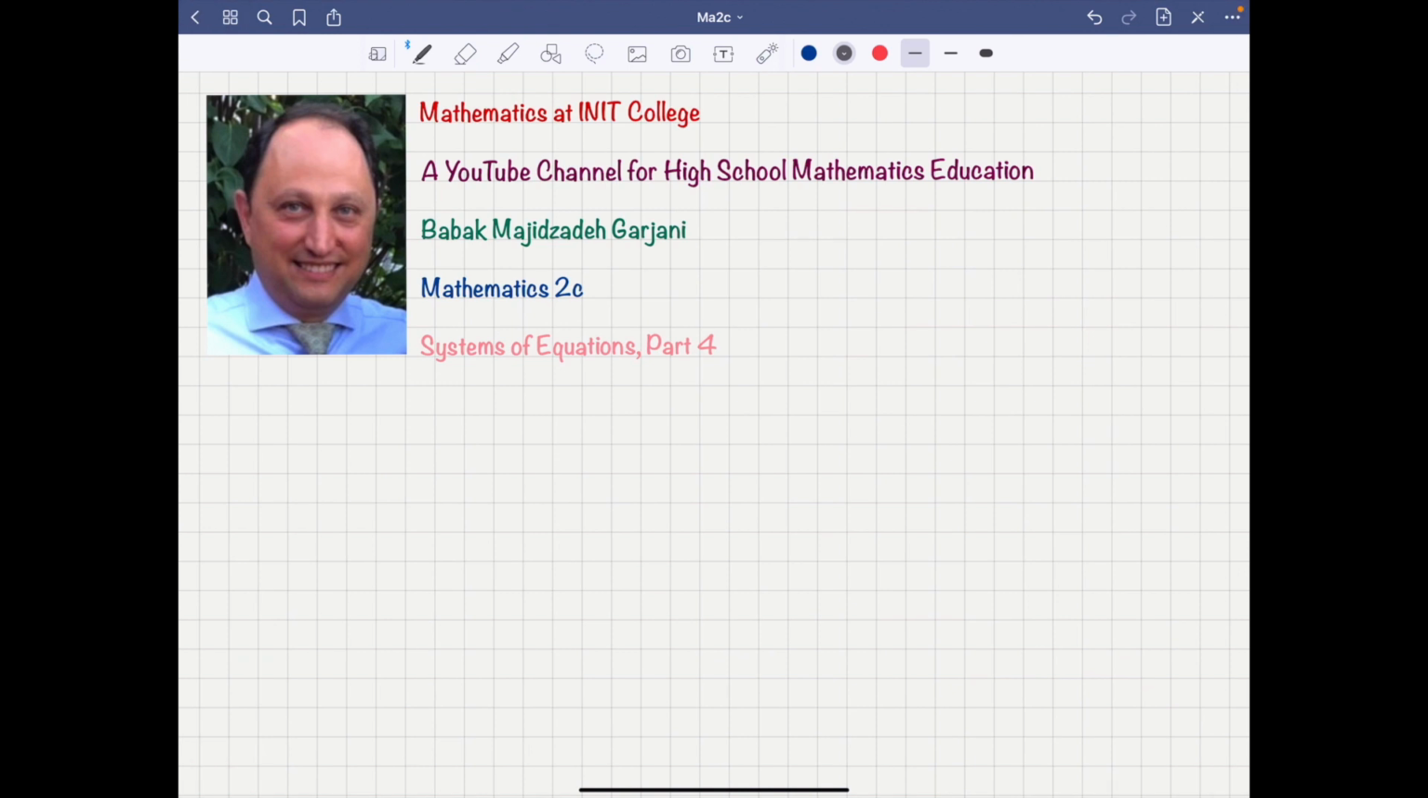Okay, we want to talk about systems of three equations in three unknowns. That's also a very simple lesson. I think the best way to do it is to start with an example. Okay, so we want to solve this system. So let me write example.